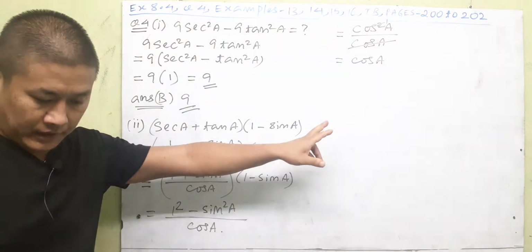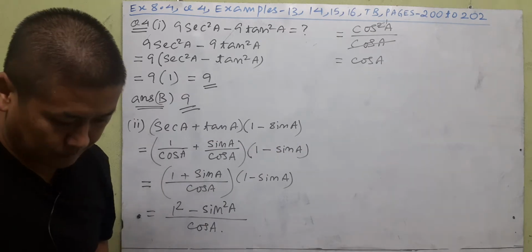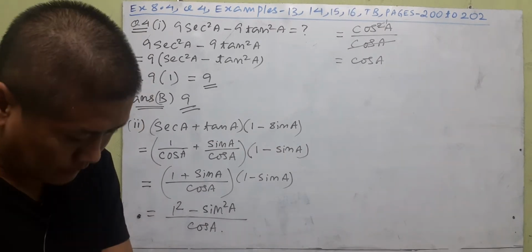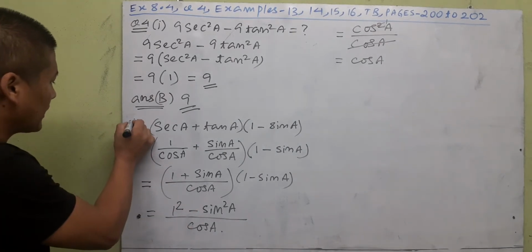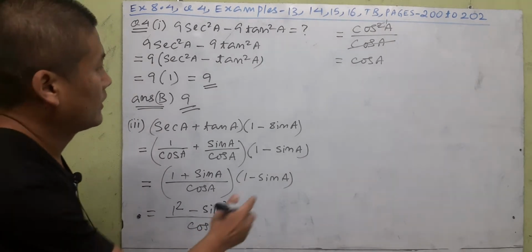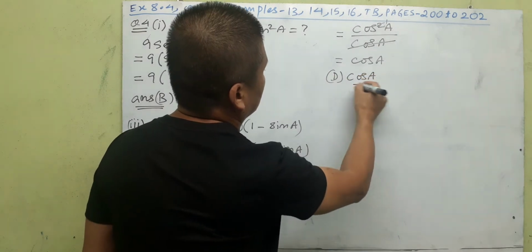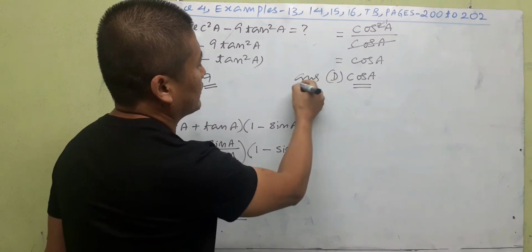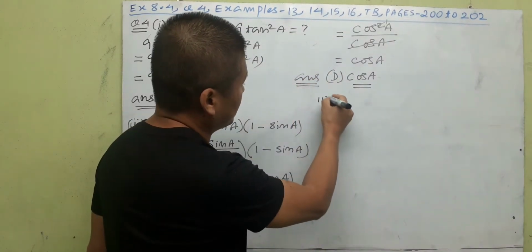So the right option that matches that one is choice number D. Sorry, this is number 3. We have by mistake done number 3 first, so that is choice D, which is cos a. So that is our answer for number 3. Now let's go to number 2, because we missed that out, sorry.